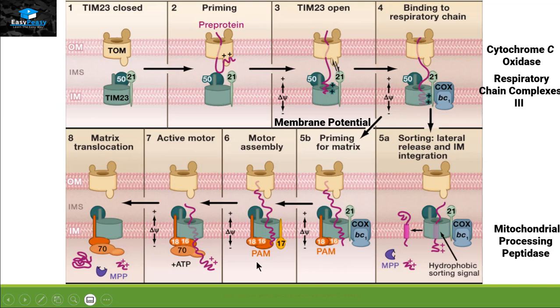The PAM complex recruits HSP70, and HSP70 is a chaperone that will use ATP molecules and will start pulling this protein from the intermembrane space into the matrix. Once all the protein is inside the matrix, this mitochondrial processing peptidase will cut the pre-sequence part and will leave the protein. Now let's see what happens to this protein when it is inside the matrix.